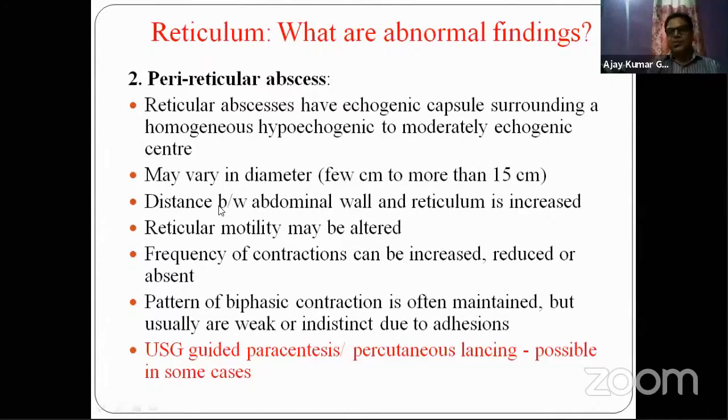Because of the presence of abscess, the distance between abdominal wall and reticulum will be increased. As in case of traumatic reticular peritonitis, reticular motility will be altered. The motility may be increased, reduced, or absent, and the pattern of biphasic contraction is often maintained but usually weak or indistinct. So the findings in case of perireticular abscesses will be almost similar to the findings in case of traumatic reticuloperitonitis, except that in addition you will find the reticular abscess.